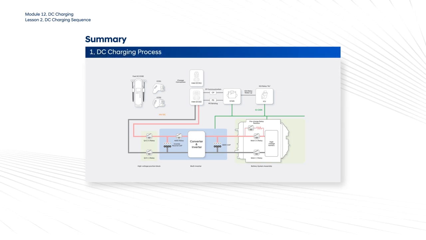Summary 1. DC charging process. The VCMS recognizes the charging condition through the PD and the CP signal. The BMS activates the PRA to pre-charge the 800-volt capacitor. The multi-inverter activates the 400-volt relay and performs PWM control to pre-charge the neutral capacitor. After that, the BMS activates the quick charger relay. Then, the high-voltage battery is charged by DC power with multi-inverter's PWM control.